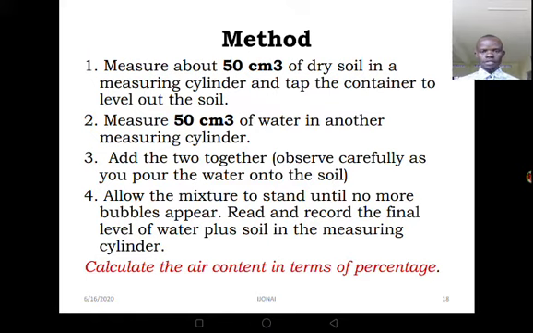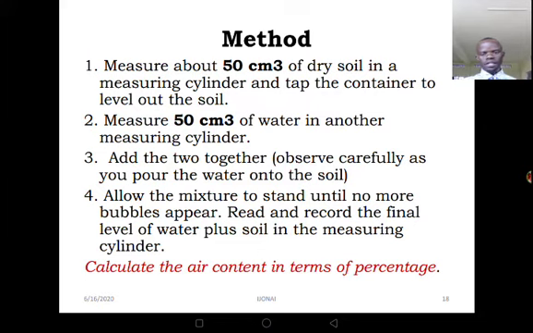Now what we realize in this experiment is that we are measuring the same quantities of water and soil sample. After taking those measurements, we are going to add the two together. We shall pour the water into the measuring cylinder which is containing the soil. Before allowing it to stand, we shall need to stir to make sure that the soil is thoroughly mixed with the water. Then we shall allow our mixture to stand until no more bubbles appear.